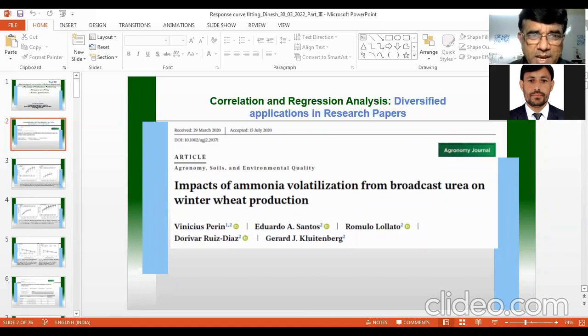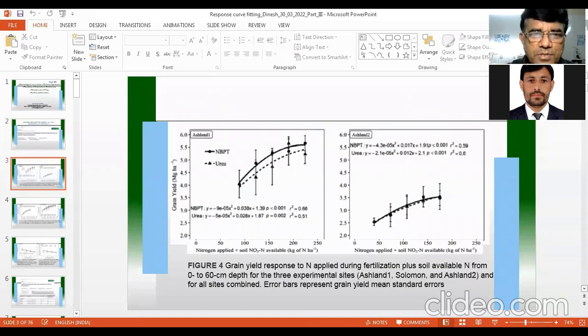You just see on the screen, it is a research paper published in Agronomy Journal. Agronomy Journal is a high-rated journal published by the American Society of Agronomy. Many of you might be knowing it. This paper was published in 2020. You can see they have used this knowledge, regression analysis. They have regression lines. You see picture number 1. On the x-axis, you have nitrogen application rate and nitrogen available from the soil.